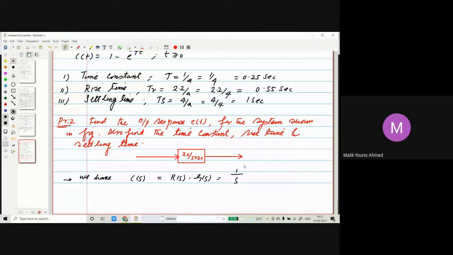This is also a step response. Find the output response C of t for the system shown in figure. It is given here, step response. Okay, it is given, sorry. This is C of S. It is given in the question, step response.